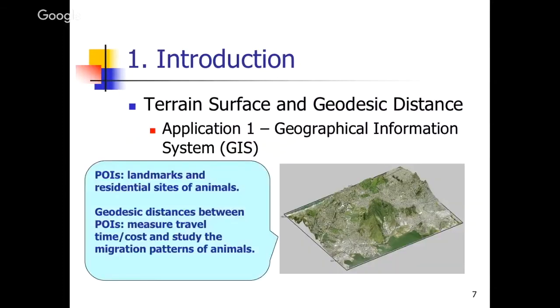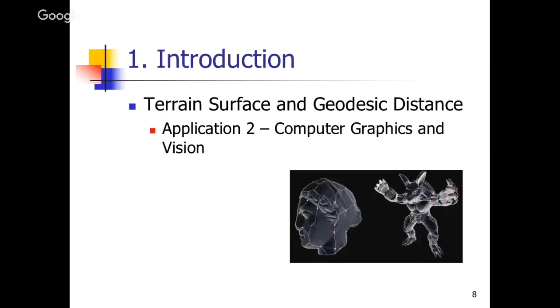The first application is geographical information systems, GIS in short. It has many landmarks and residential sites of animals. The geodesic distance between the landmarks measures travel time and travel cost between the landmarks. And life scientists study the migration patterns of animals by using the geodesic distance between the residential sites of animals.